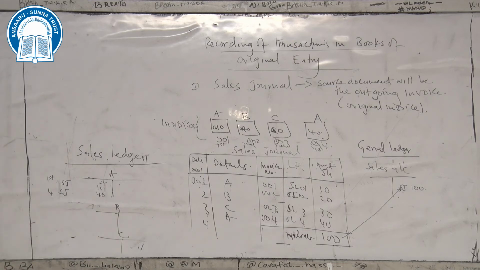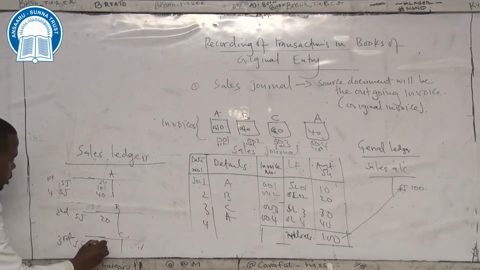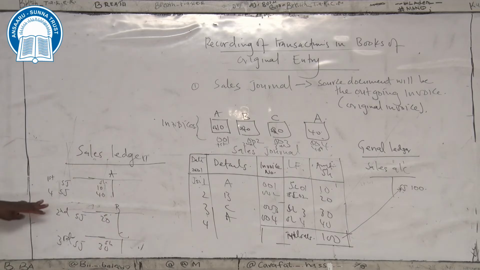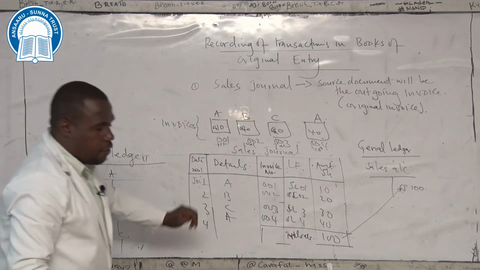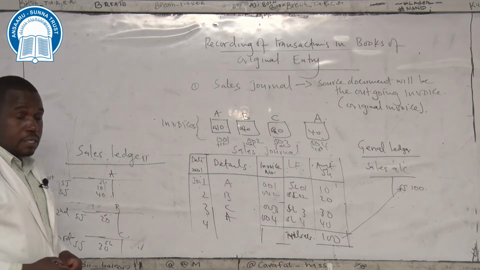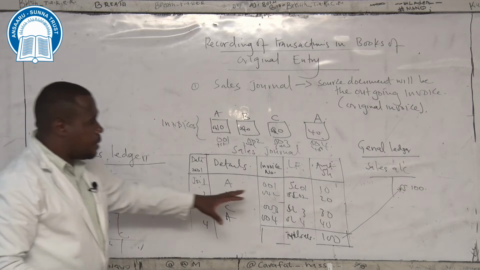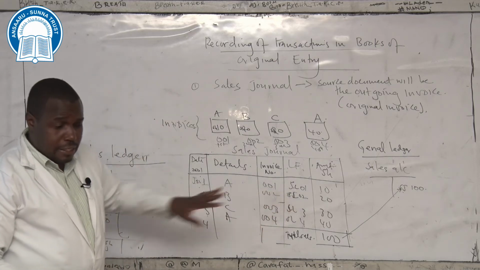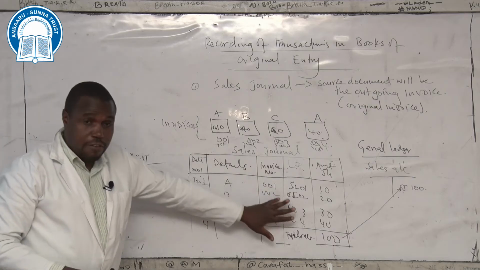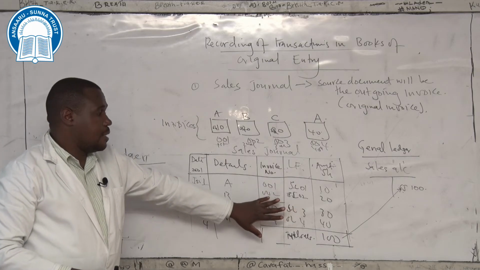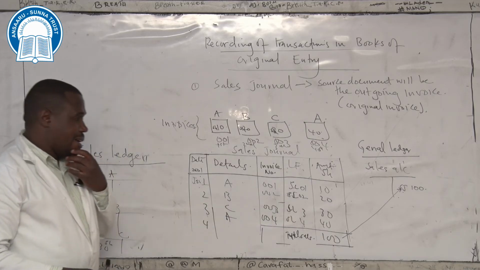When you come to B, the same thing applies. On the second, B received from the sales journal goods worth 20, and on the third, goods worth 30 shillings. So this is how the posting is carried out. This is just a skeleton. If you look at the syllabus book, you'll find this has been explained in so many pages. But you can take it the way it is and go through the notes, and you'll find that what I've done here explains a lot of what is in the syllabus book.